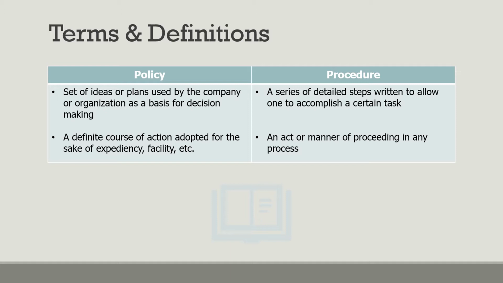So, our terms and definitions. Policies and procedures are often used interchangeably, but they are really two different things. A policy is a set of ideas or plans used by the organization as a basis for making decisions. A procedure, on the other hand, is a series of detailed steps to allow one to accomplish a certain task.